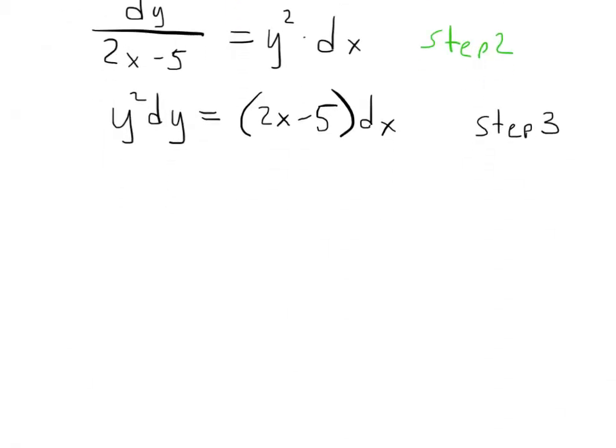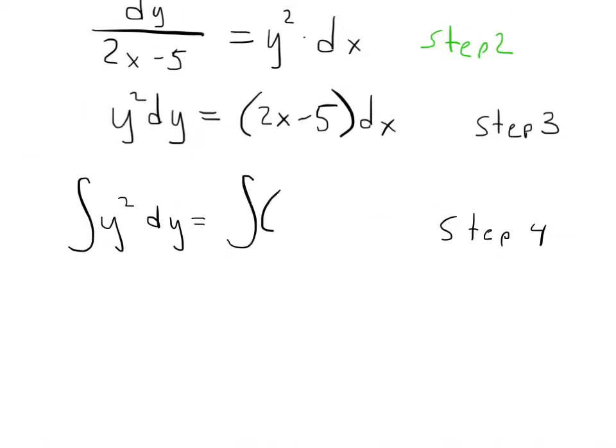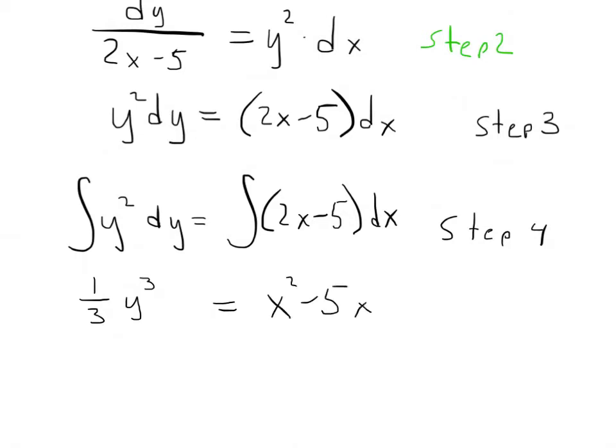Step 4 is where we take the antiderivative of both sides. I might point out that this can only be done after you've separated variables. If there's still a y on this side, integrating is impossible, and if there's still an x over here, this integral can't be done. So please watch out for that. When I integrate here, the left side ends up being 1/3 y cubed, and the integral of the other side ends up being x squared minus 5x.